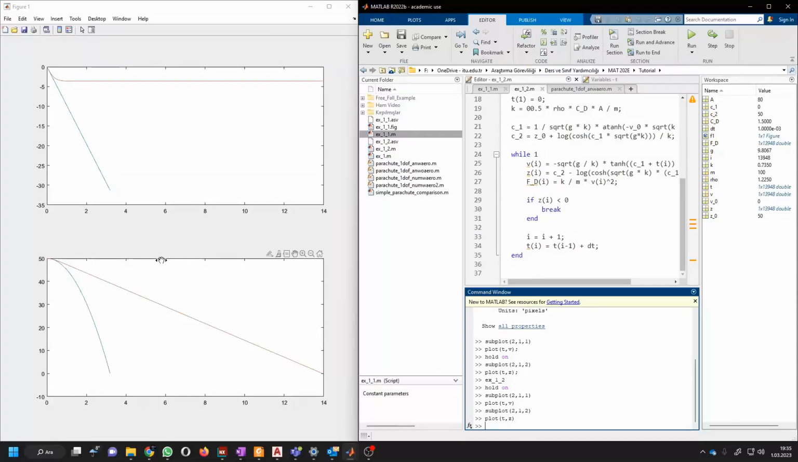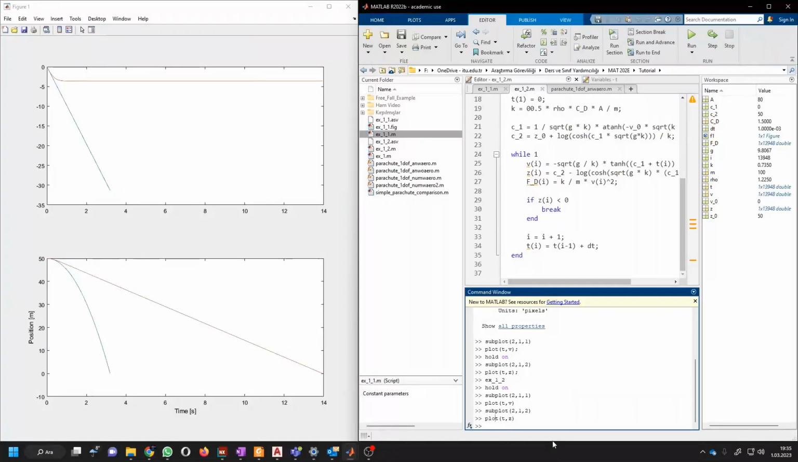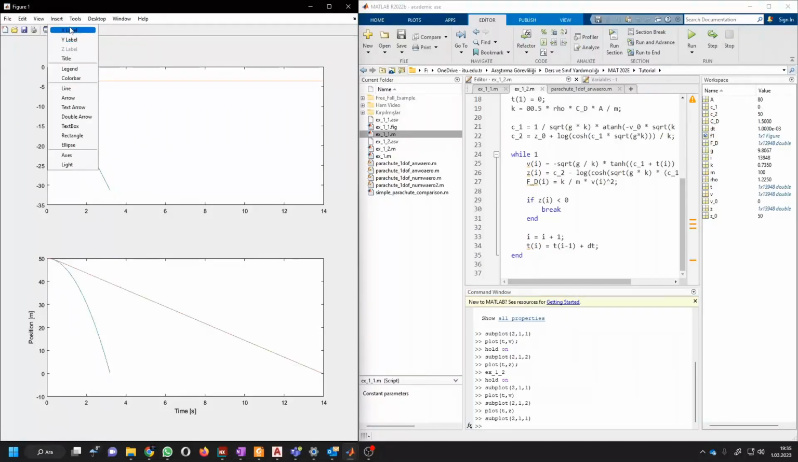Now let's make our labeling. Insert x label, time, seconds, y label, position, meters, upper part, insert x label.